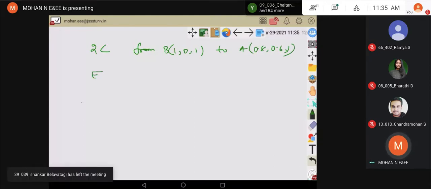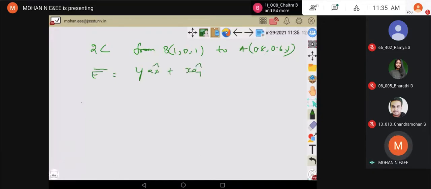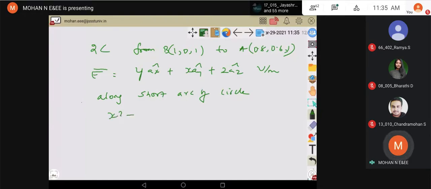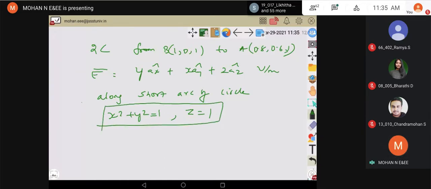in an electric field E = y ax + x ay + 2 az volts per meter, along the short arc of the circle x square plus y square is equal to 1 and z is equal to 1. So this is the path of the movement from B to A. Okay.